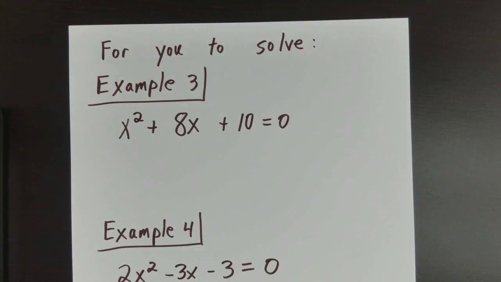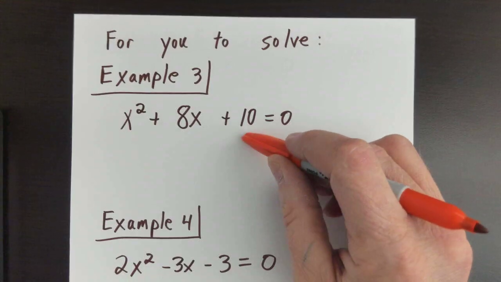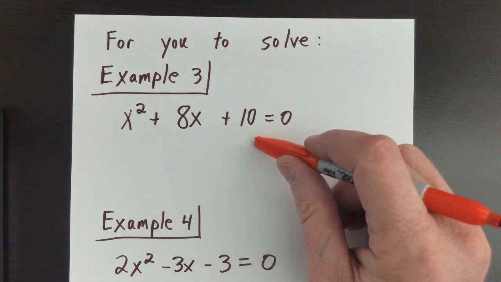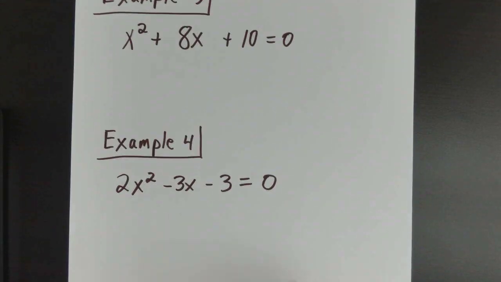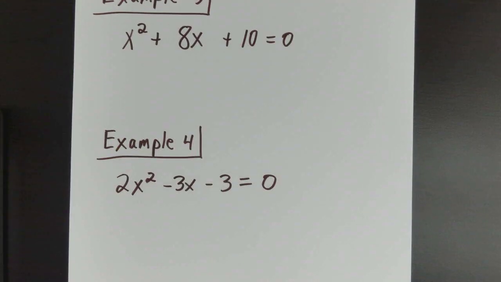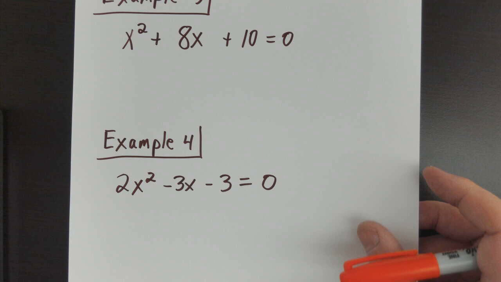Now I want you to take a moment, and you can pause, but I want you to do example 3 here. Solve by completing the square. And then I want you to do example 4. Again, solve by completing the square. And now you can pause it and get those done. When you are done, come back to the video.